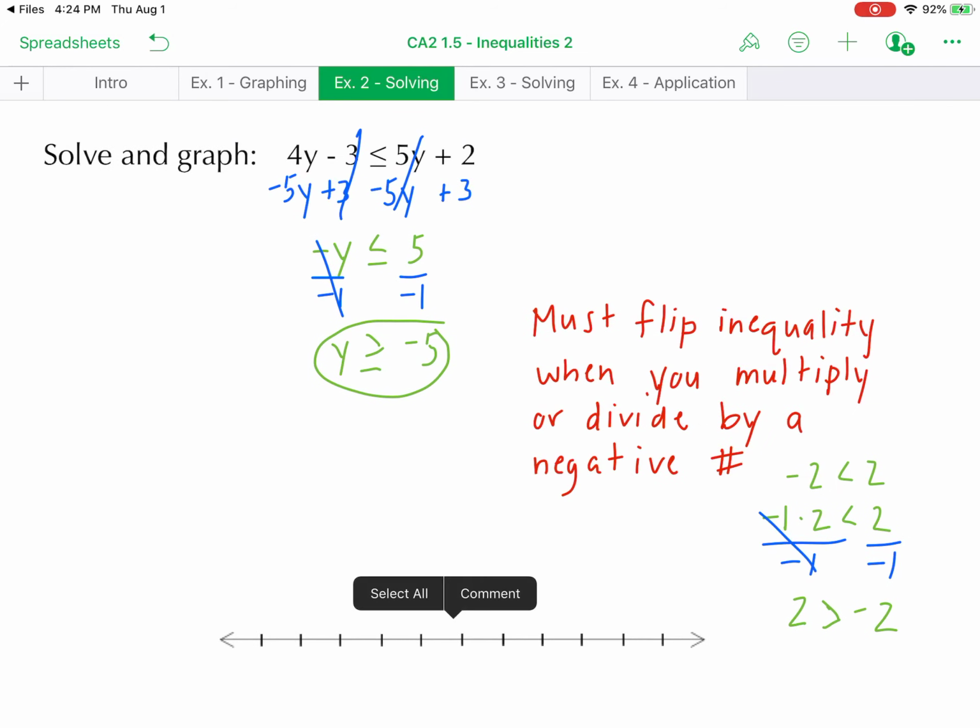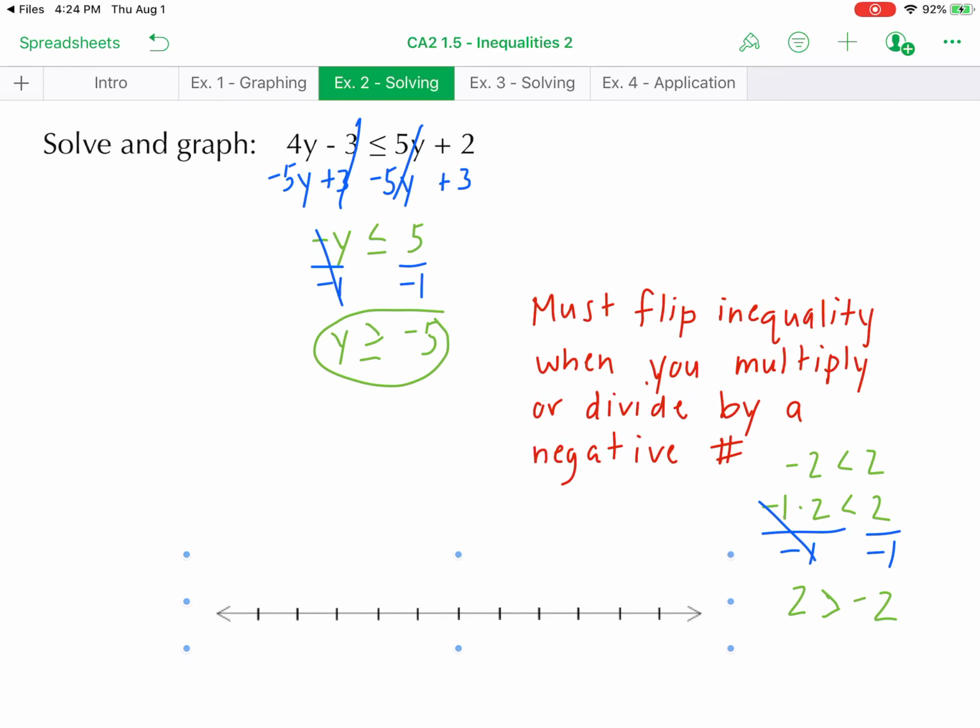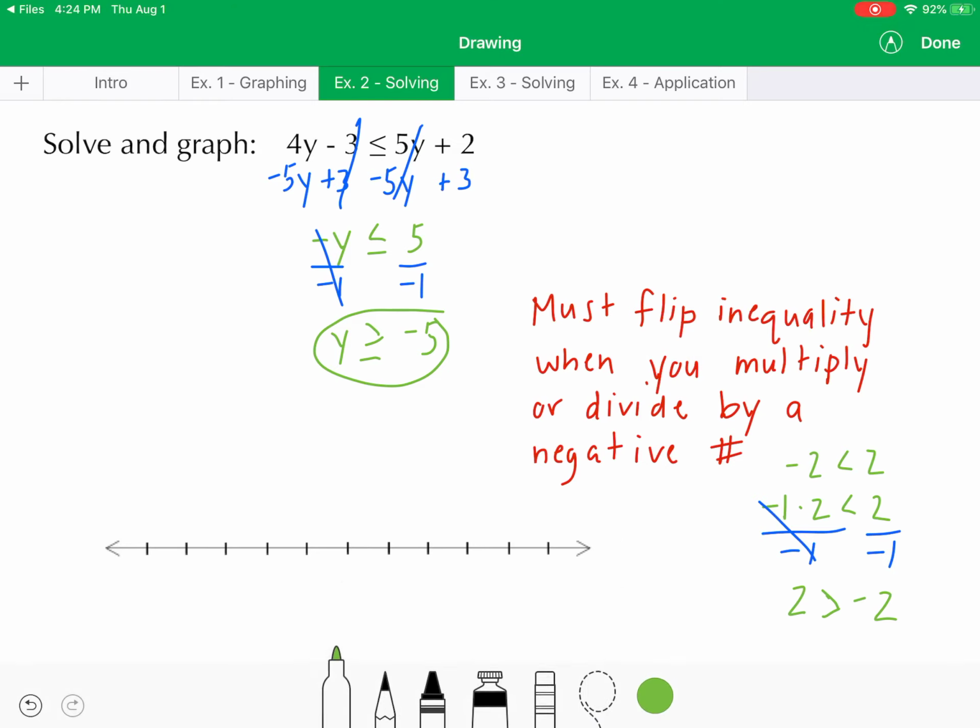We need to graph it. Okay. So let's see, I got to fit -5 on there. I'll put that in the center. -4, -3, -2, -1, 0.